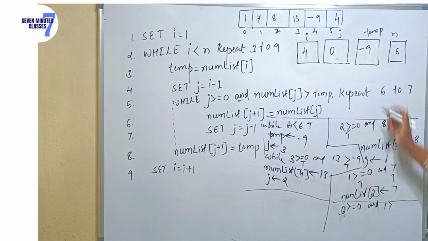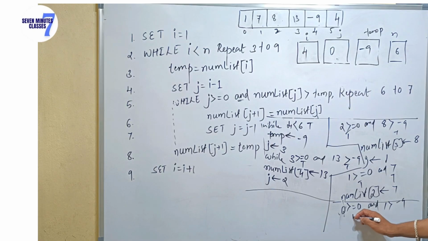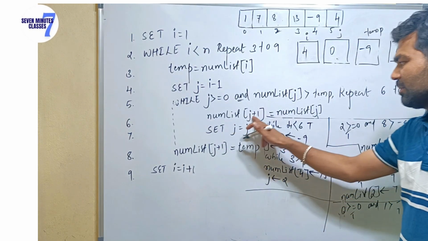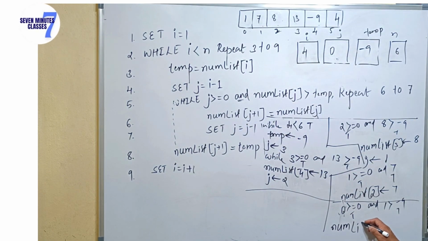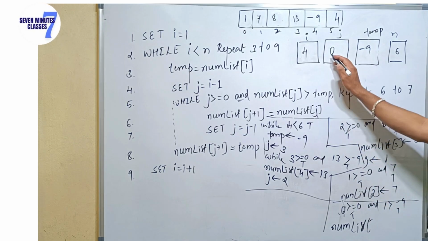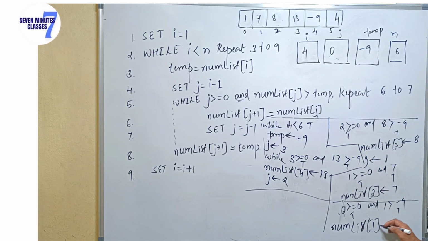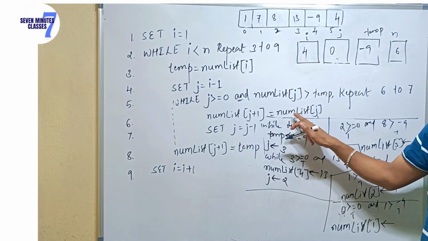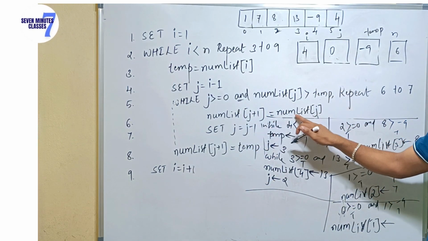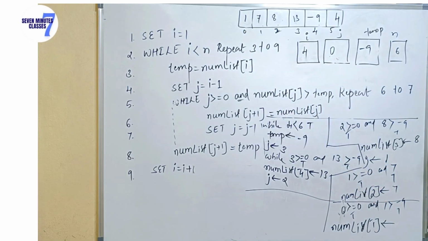Temp. What is the value of temp? Minus 9. It is also true. Again I have to change. What to change? Num list of j plus 1. Let me write this way. Num list of j is 0. 0 plus 1 is 1. Into this. Num list of j plus 1 equal to num list of j. j value is 0. Num list of 0 is 1.